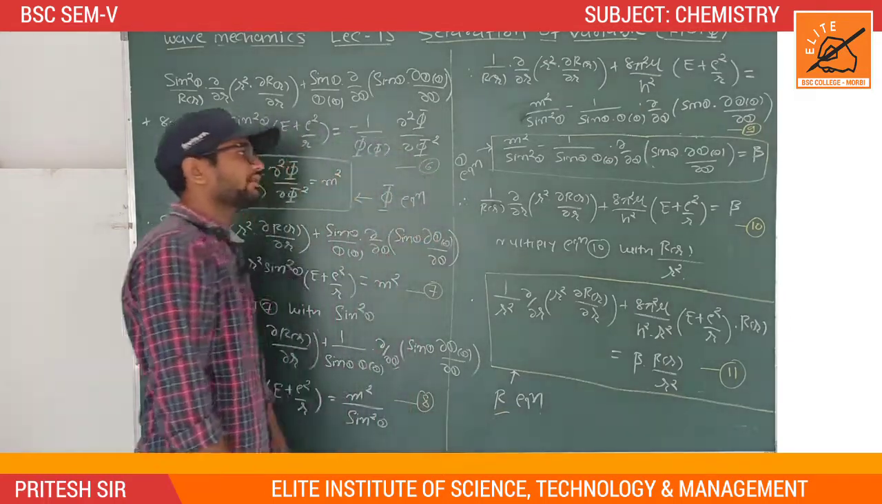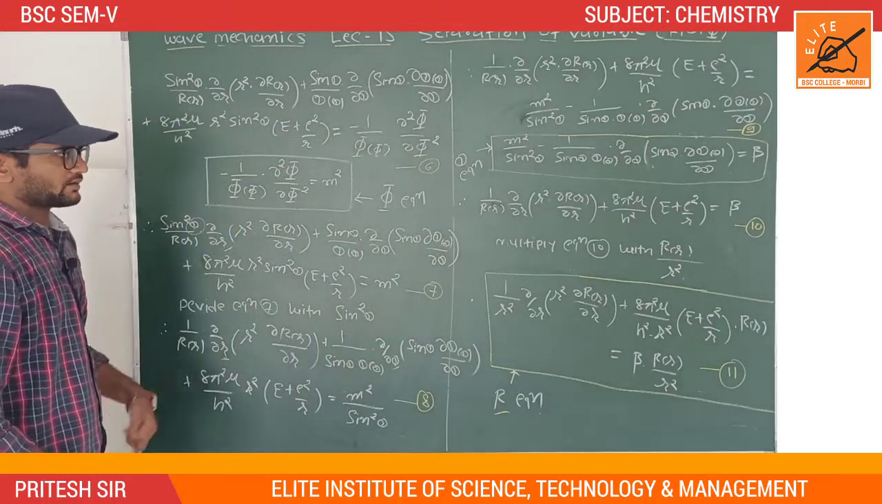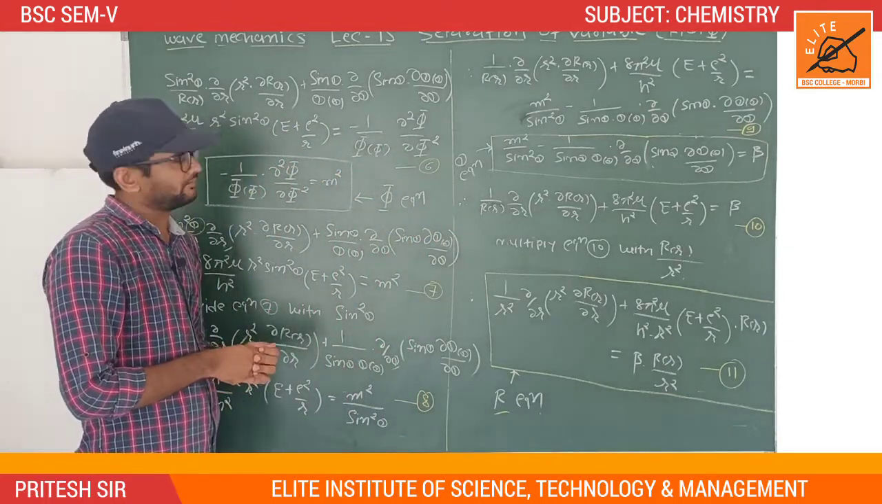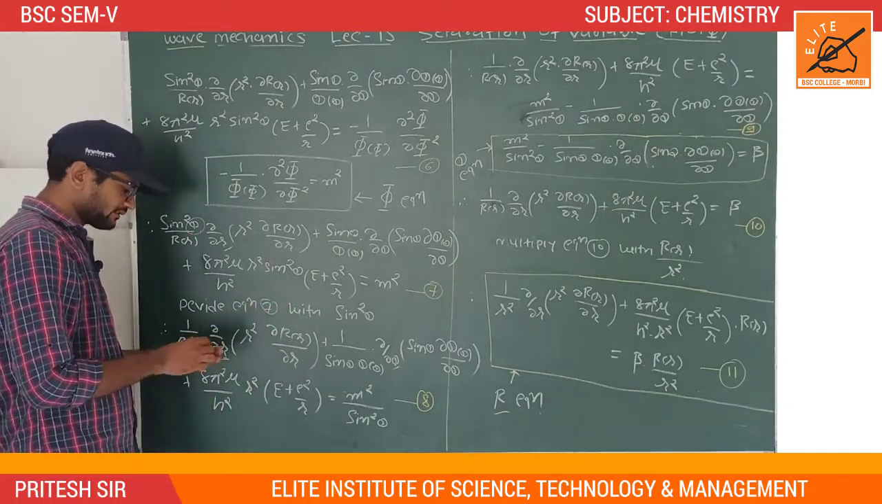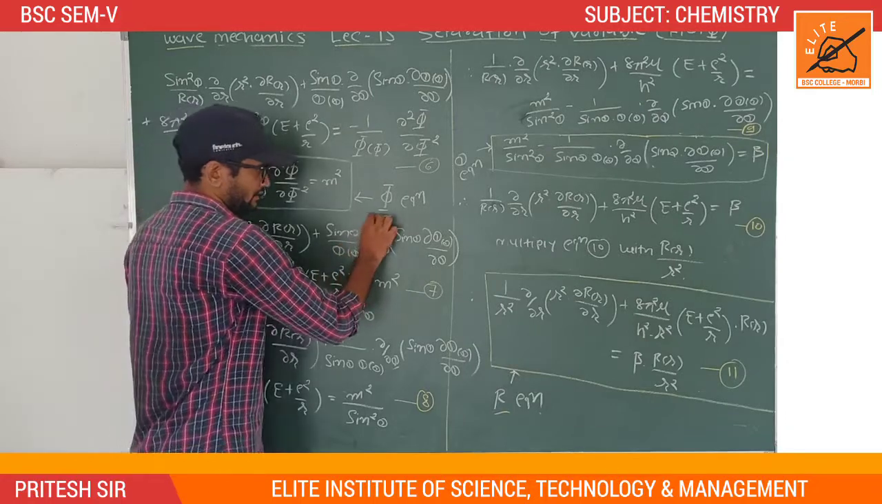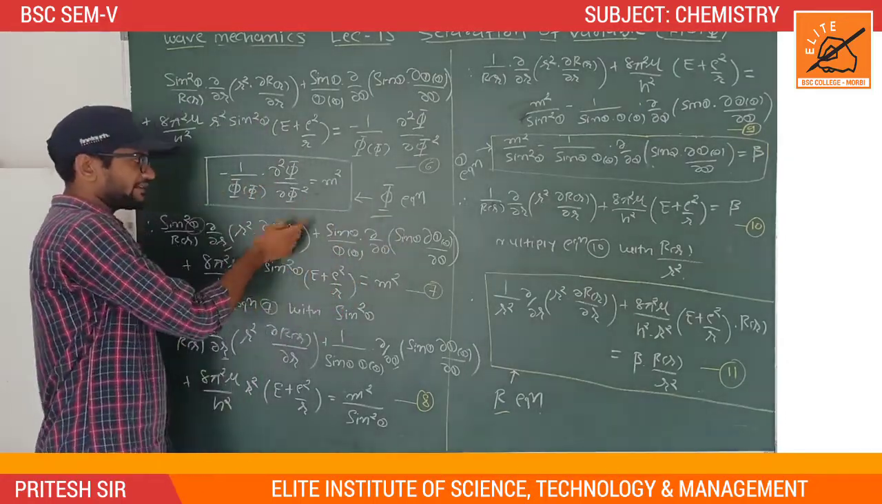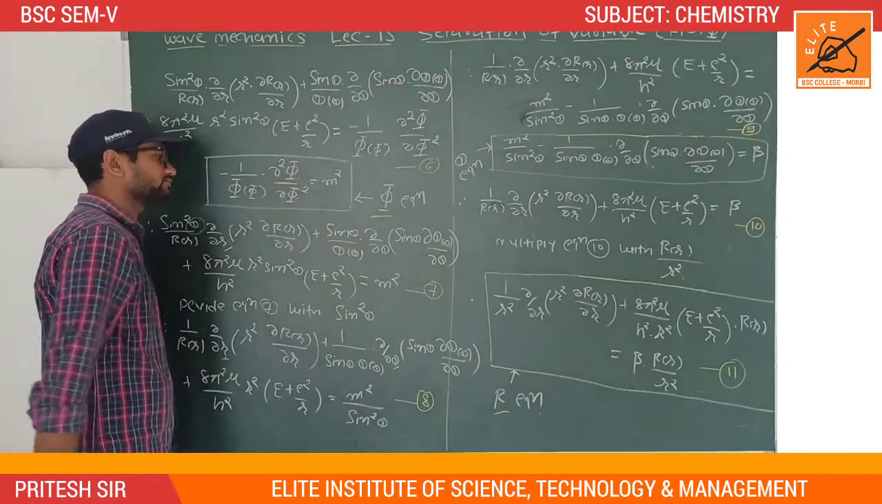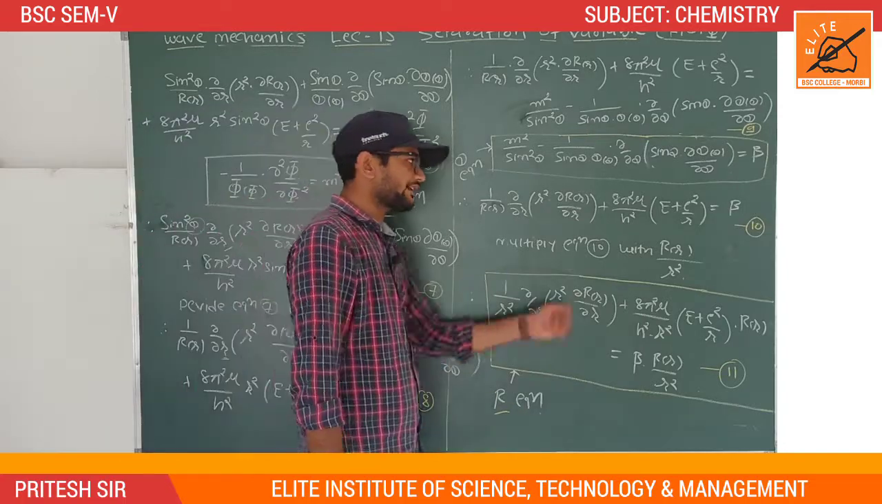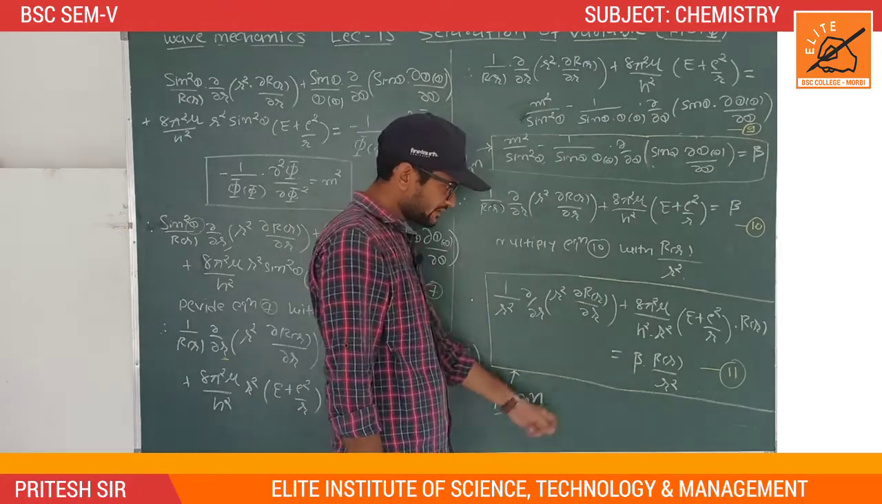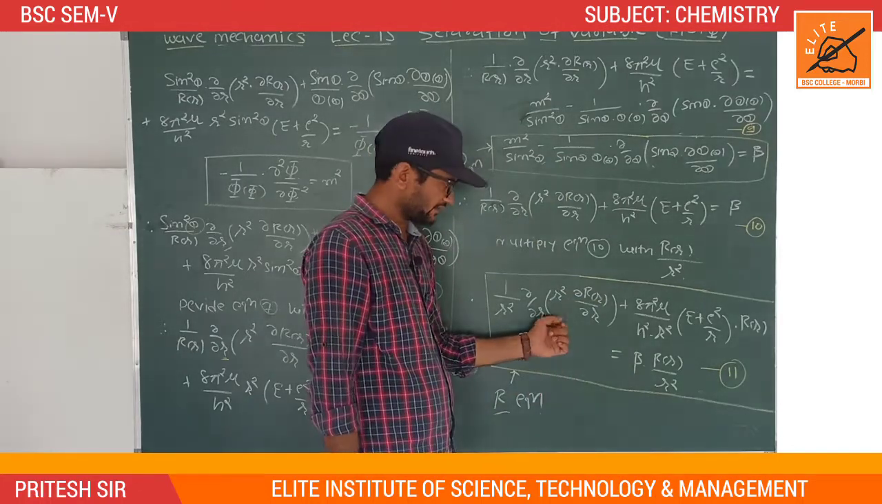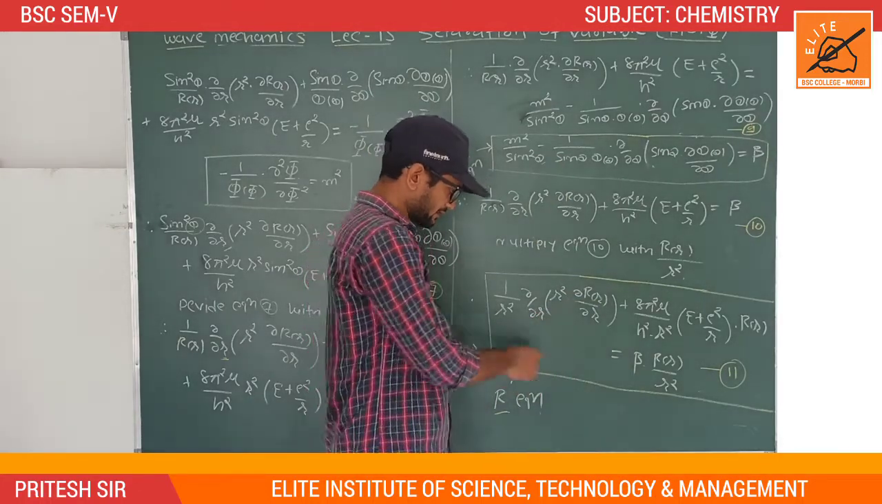So in our Schrodinger equation for the hydrogen atom we separate out all the three variables. This is the equation of phi. This is the phi equation. It contains only one variable, that is phi. And this is the theta equation. It contains only one variable, that is theta. And this is the r equation or radial equation. It contains only one variable, that is r.